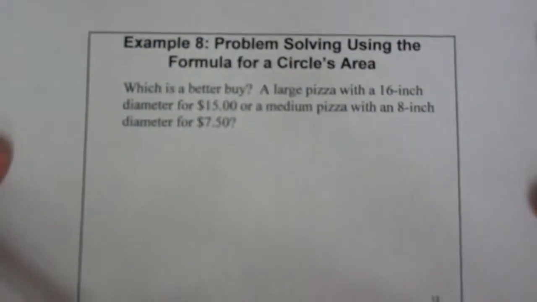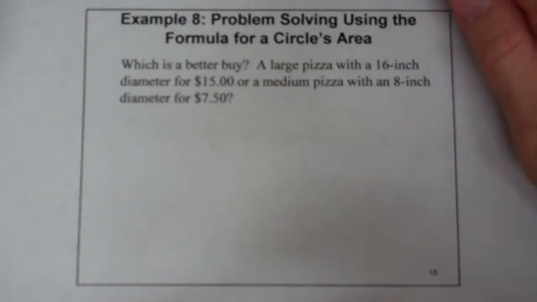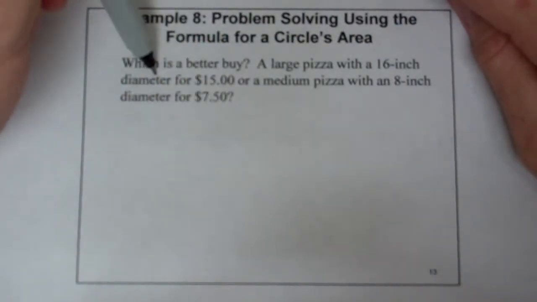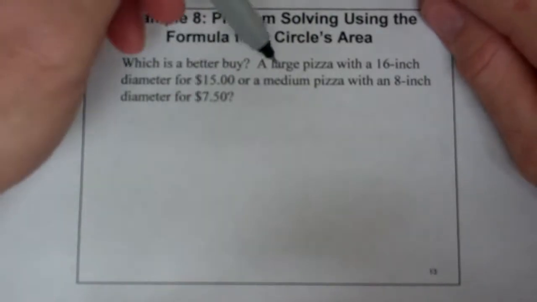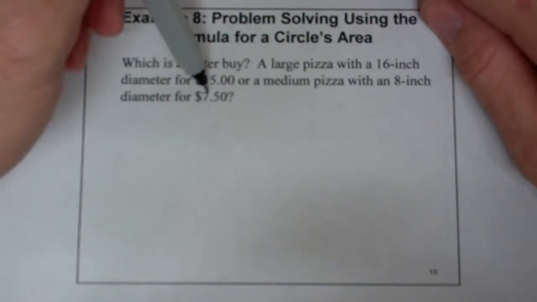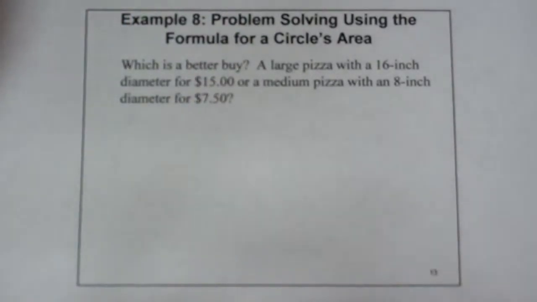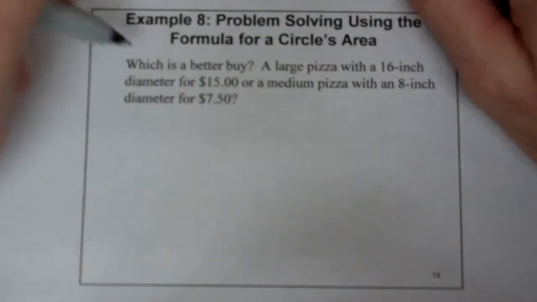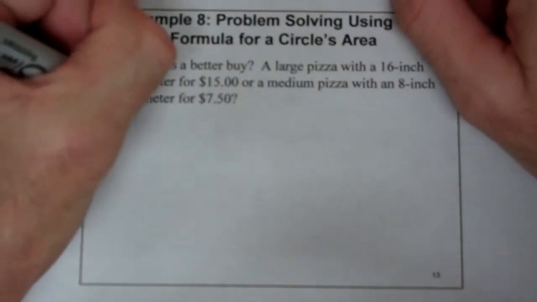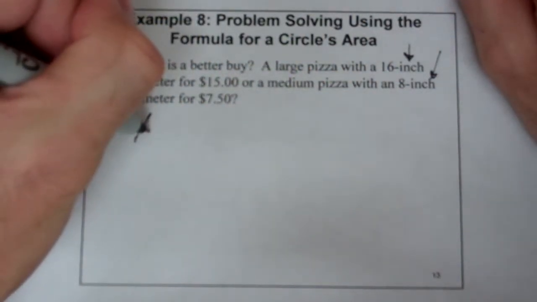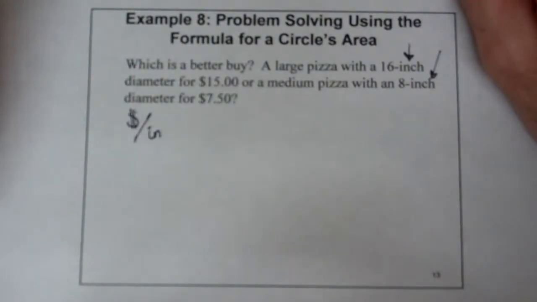Alright, and now last but certainly not least, we have this one, which is the better buy. You have a large pizza, 16 inches in diameter, for $15. A medium pizza with an 8-inch diameter for $7.50. Excuse me. So which is the better buy? Well, what we're talking about is the cost per... Well, these are in inches, right? So what we're talking about is the cost per square inch, for the area of a pizza.